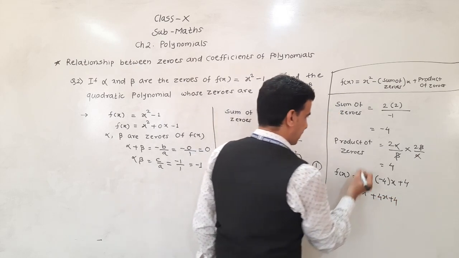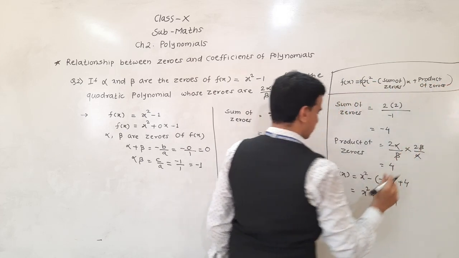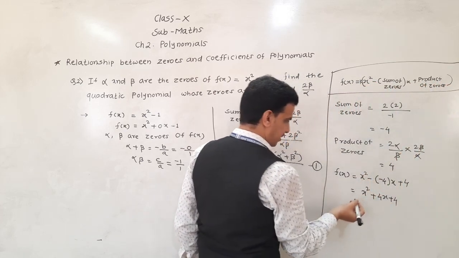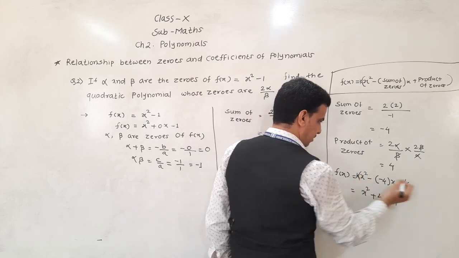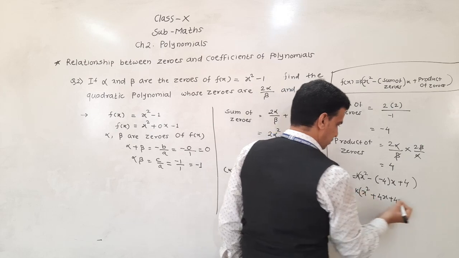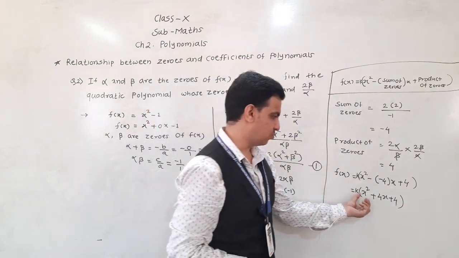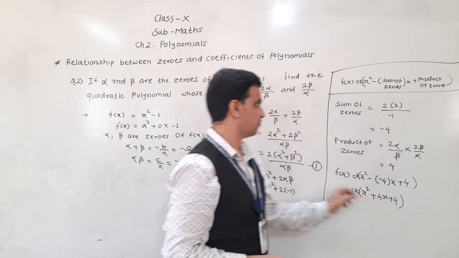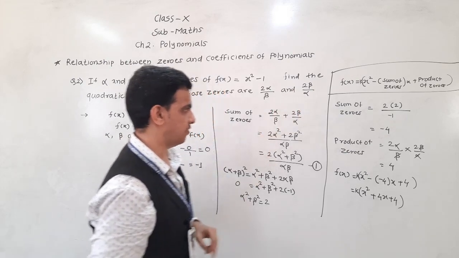Okay, you can write k here also, that is the standard form, k into, but this is also correct if you don't write k, because here the value of k is 1. So if you don't write k here, that is also correct. Okay, so the quadratic polynomial is k into x square plus 4x plus 4, whose zeros are 2 alpha by beta and 2 beta by alpha.